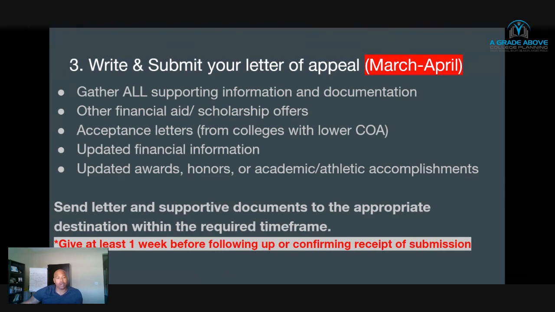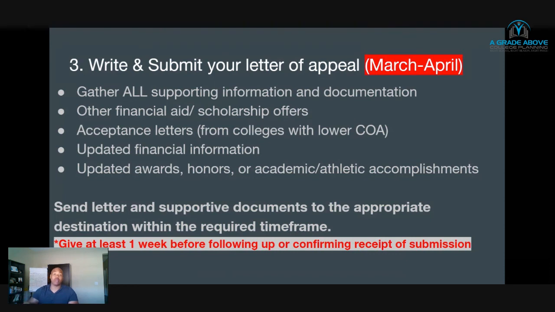So send a letter and supportive documents to the appropriate destination within the required time frame. Give at least 1 week before following up or confirming receipt of submission. So if you submit it on a Wednesday, don't call them on a Friday. Don't even call them on a Monday. Wait till Wednesday the next week and then call them later in that week or so. Let them actually review it, go through it, and then get back to you. Sometimes it can take time, depending on the timing.